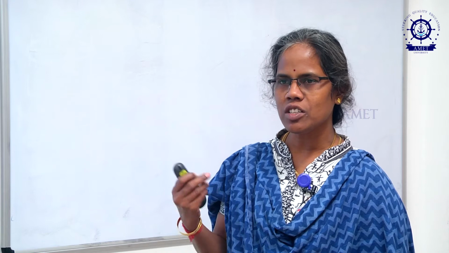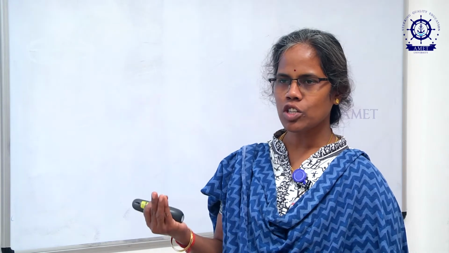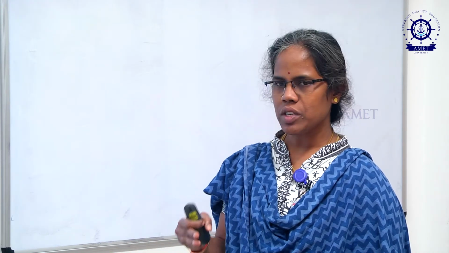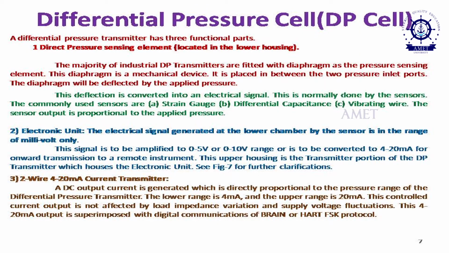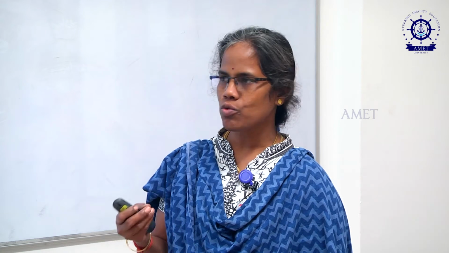Similarly, we have to interface the electrical signal of the differential pressure sensor to the controlling signals. A differential pressure transmitter has three main units: a differential pressure sensing element, an electronic unit, and a current transmitter. The differential pressure sensing element in the majority of industrial DP transmitters is fitted with a diaphragm, the pressure sensing element. It is used in the bezel.